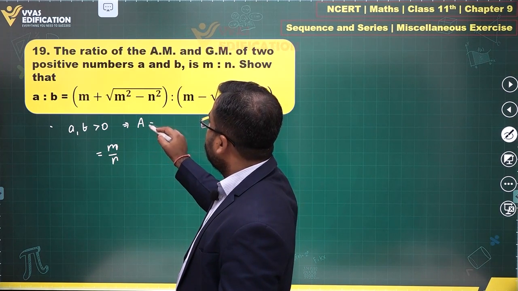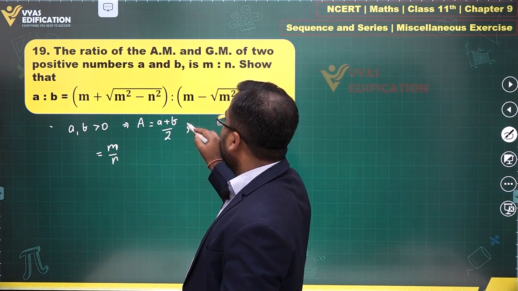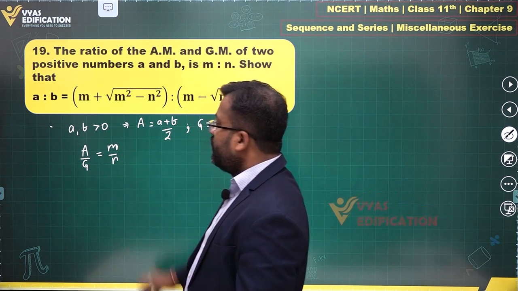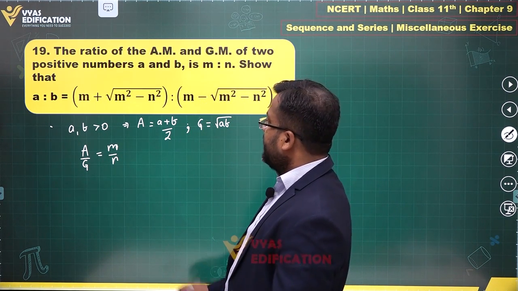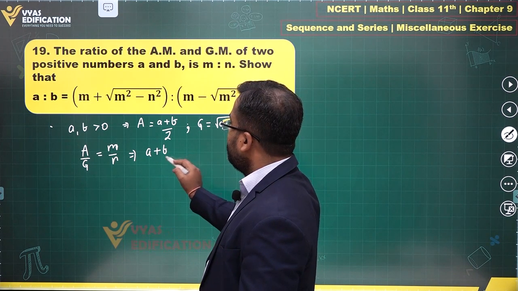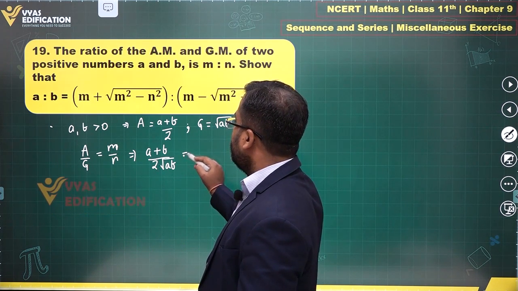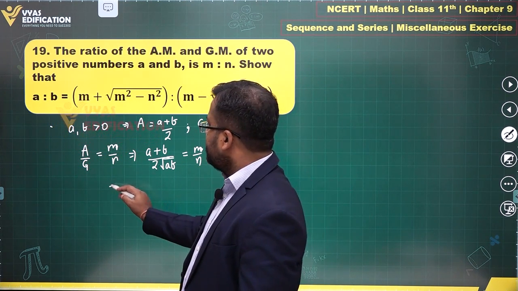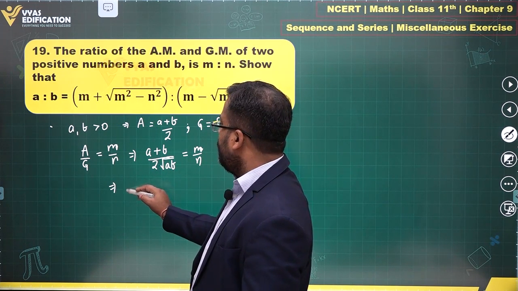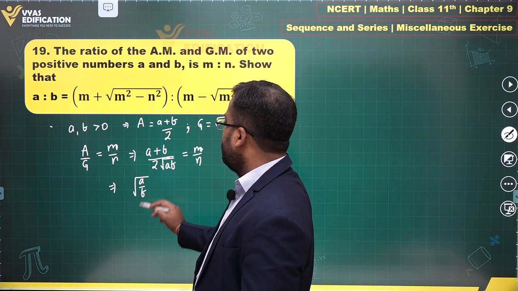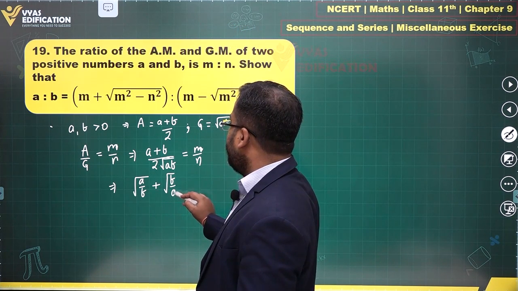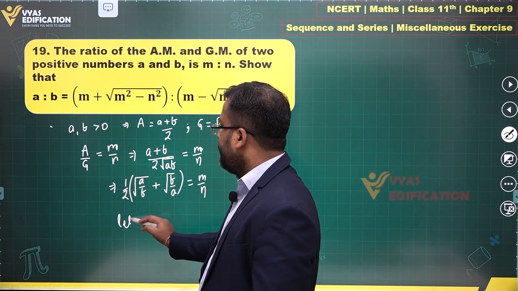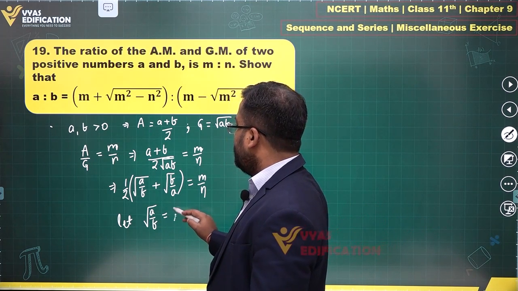This implies arithmetic mean will be A plus B by 2, geometric mean will be square root of AB. And it is given that AM upon GM is equal to m upon n. So this can be written as A plus B by 2 root AB is equal to m upon n. This is what I know. Okay, since the numbers are positive, this will be root of A by B plus root of B by A, and you have 1 by 2 outside. This will be equal to m upon n. Let square root of A by B be equal to a new variable t.